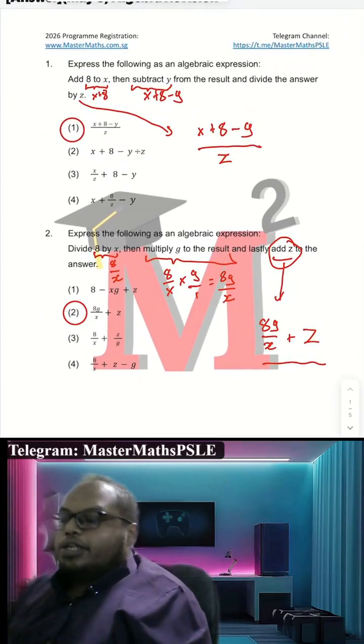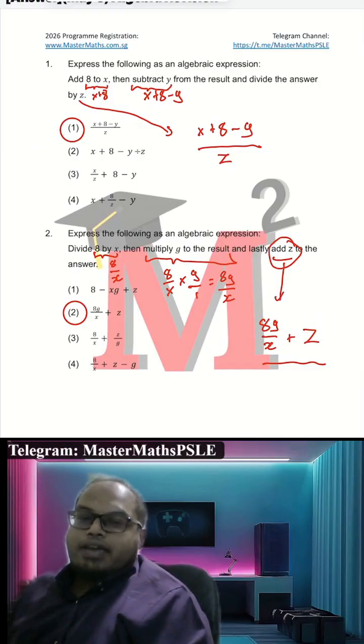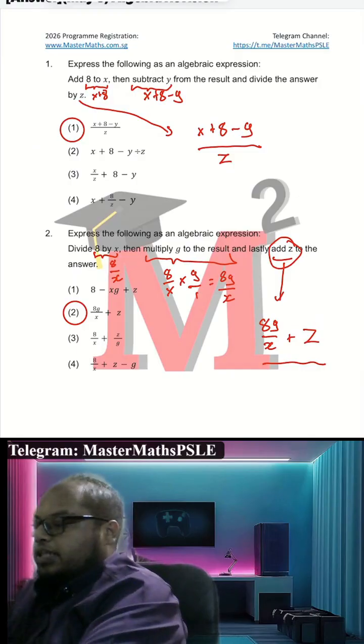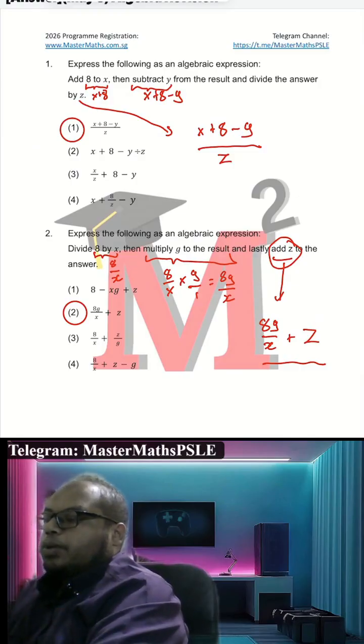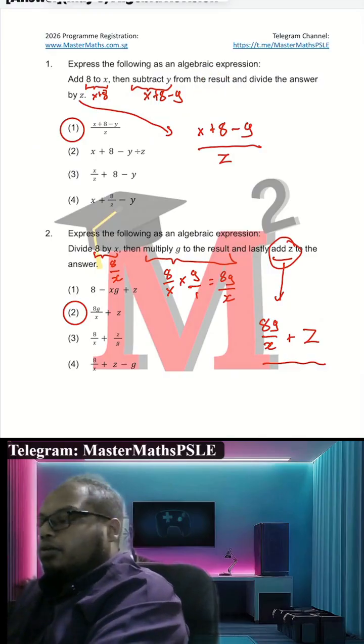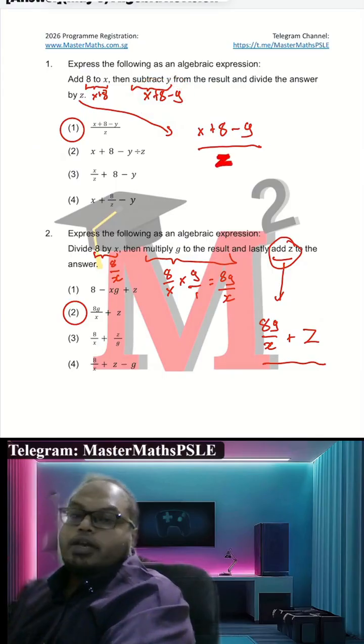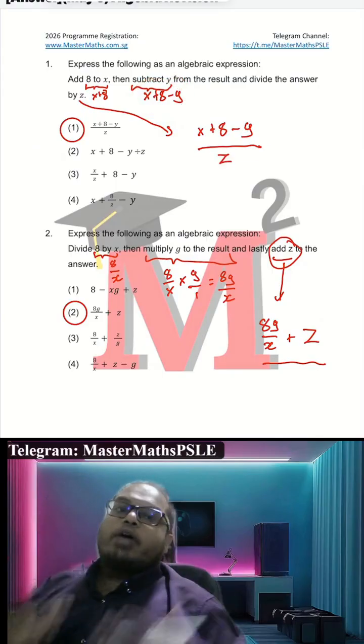And the last question, we add 8 to x. So it's x plus 8. Then we subtract y. So it's x plus 8 minus y. And from the result. So the result is actually this whole thing. That's why I draw a line all the way. Divide by x. Divide by x means you put the number as the denominator.